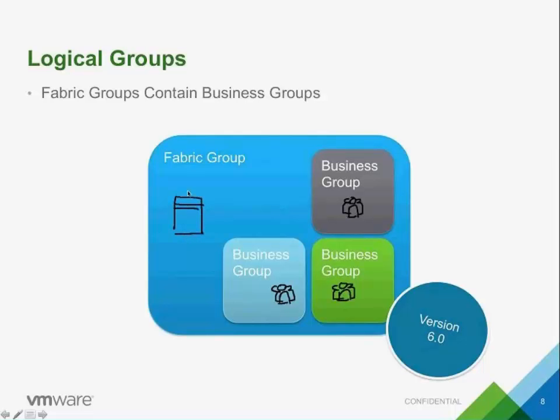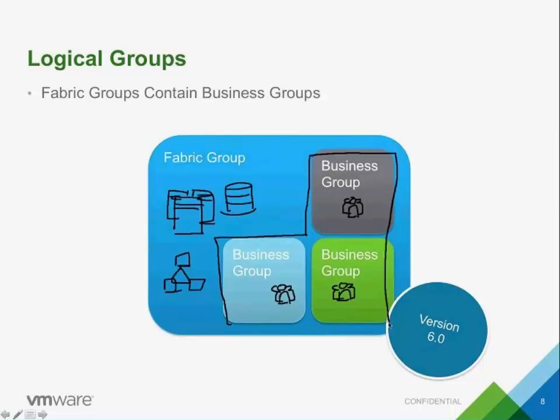The fabric group is a group of compute, storage, and networking resources that are being accessed by these different business groups. So that means that each business group can get a different level or tier of access into these resources. So again, fabric groups are the resources. Business groups are the folks that consume the resources.